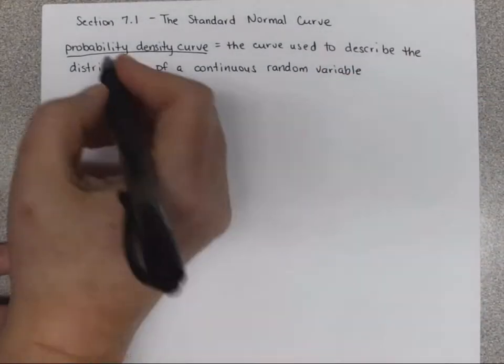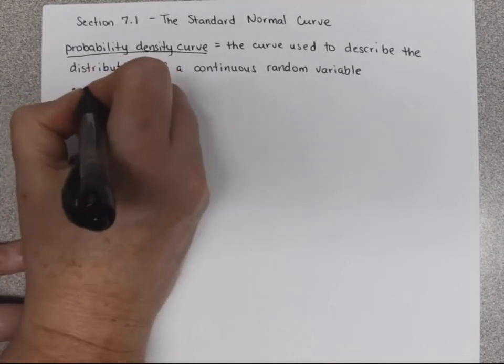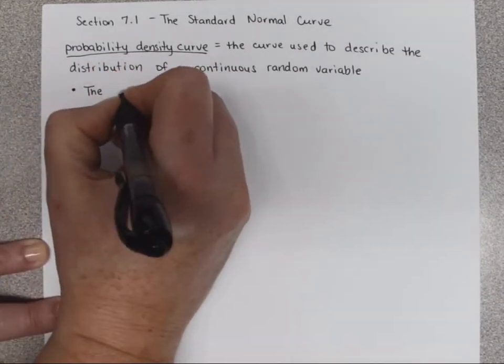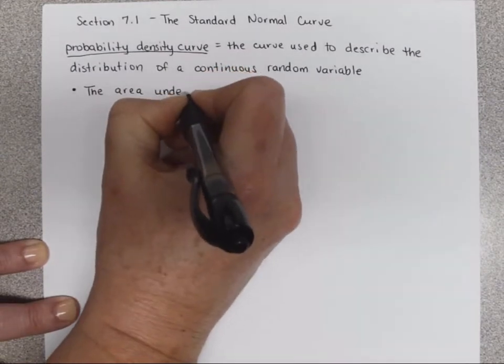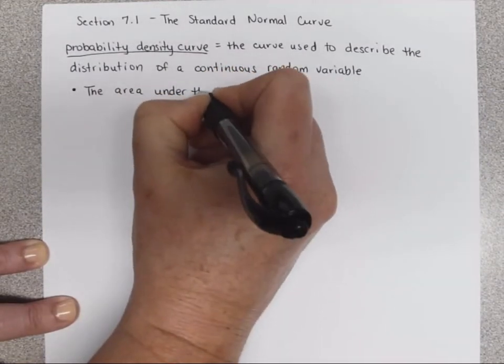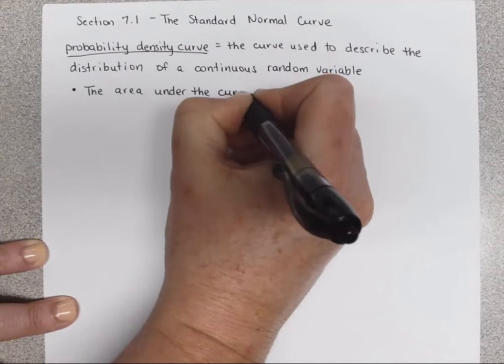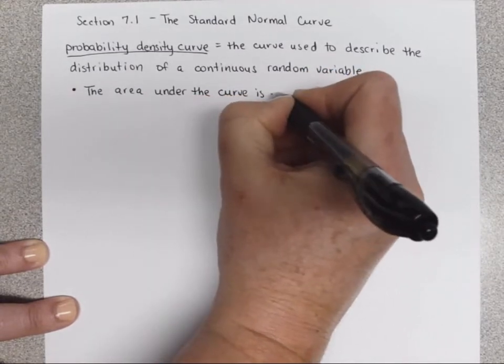Okay, so I'm going to show you a picture of this in a minute, but first let's talk about some qualities of the probability density curve. The area under the curve is always 1. And by the way, that 1 corresponds to 100% because it's a probability curve.